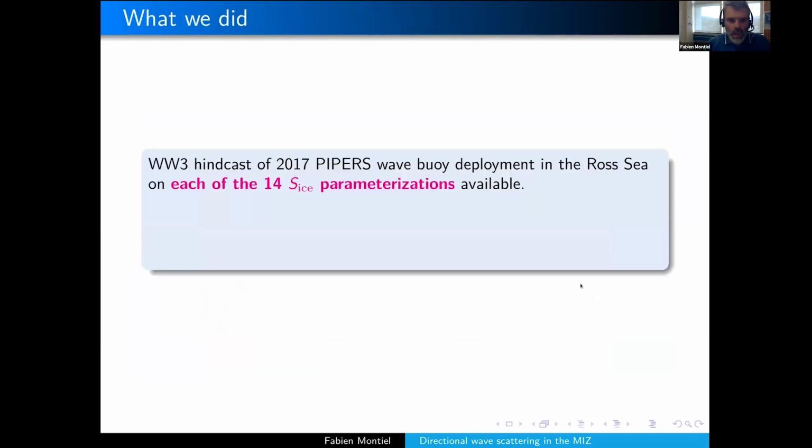All right. And so what we did here is something very similar, but instead of just picking and choosing a few of the available parameterizations, we picked all of them. So we ran hindcasts here for all 14 parameterizations of the SI source term here. And we did that for the 2017 Piper's wave buoy deployment in the Ross Sea. And our goal was essentially to compare their performance and identify consistent biases in WaveWatch generated data.